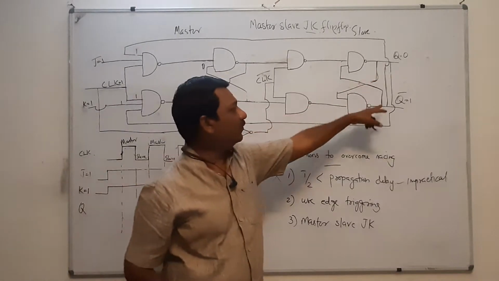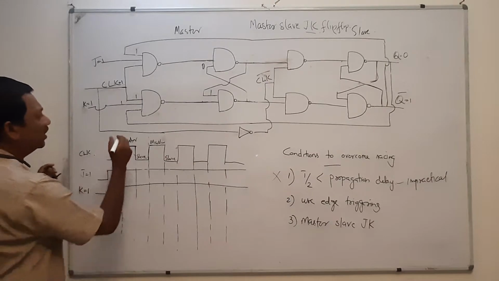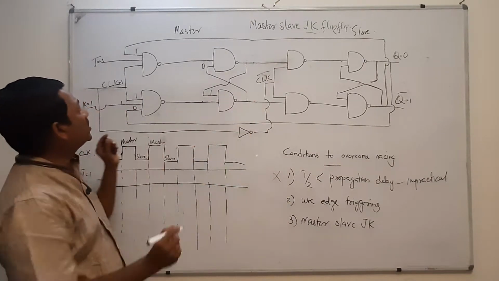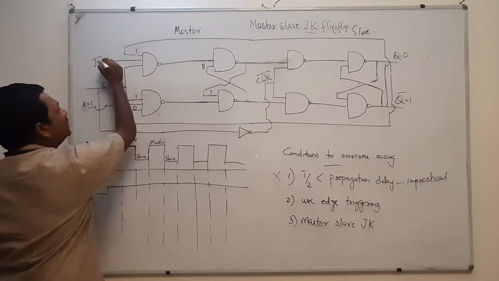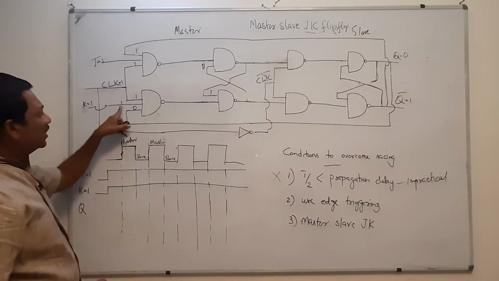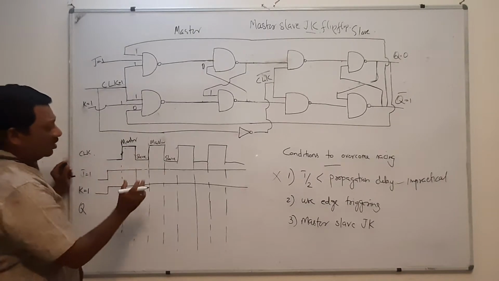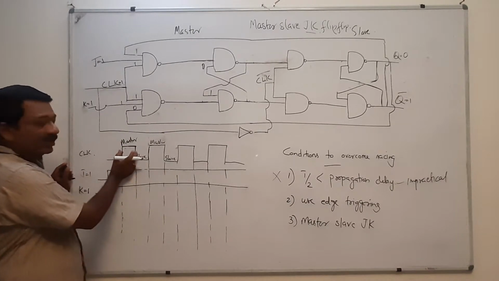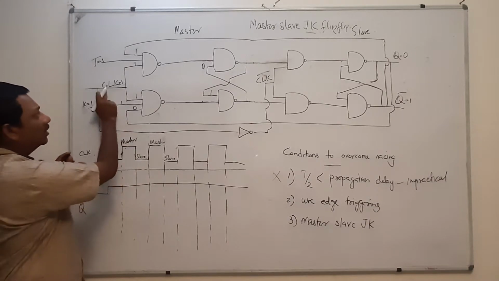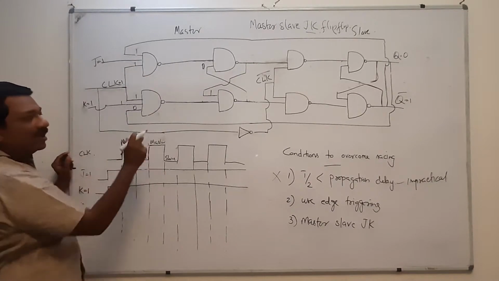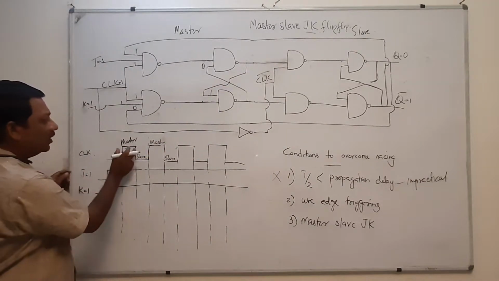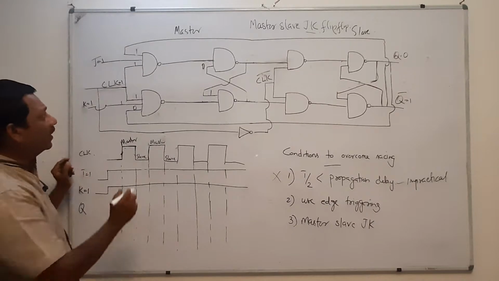The previous value of Q is 0, and the previous value of Q bar is 1, J is equal to 1 and clock is equal to 1, and these are the values here. Now during the initial period, this master is active because clock is directly given to the master and clock bar is given to the slave. Now when this master is operational, what will happen?